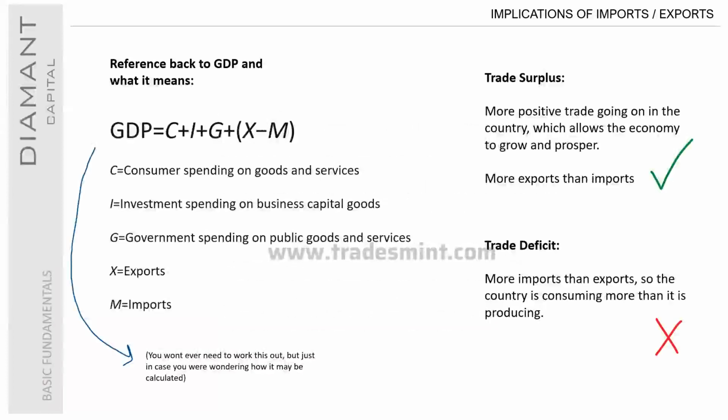Now, just in reference back to GDP and what it actually means. GDP consists of consumers spending on goods and services. That's one part. Then you've got the investment on business capital goods, plus government spending on public goods and services, and then either your trade deficit or trade surplus. So depending on how much you export versus how much you import, that will have a massive effect on your GDP. And just to let you know, you won't ever really need to work this out because it's all done on the data that you see on Trading Economics and Bloomberg, and especially like the Bloomberg terminal, for example.